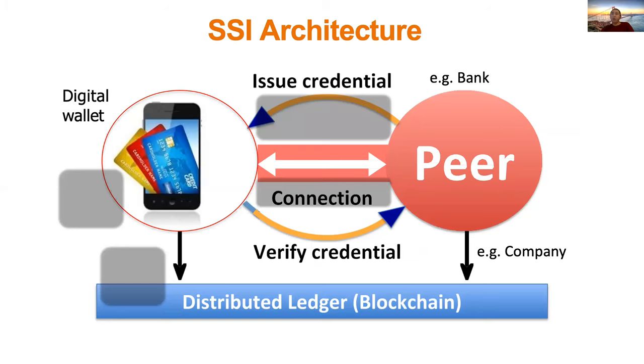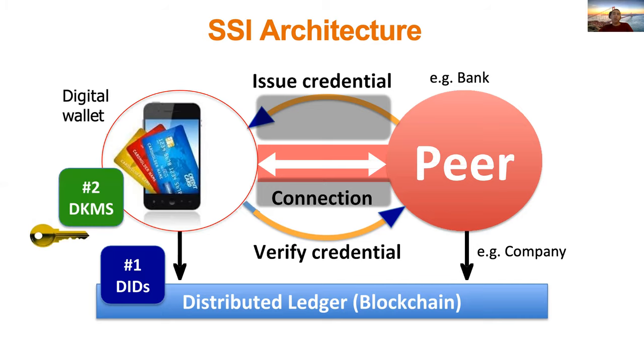So I can talk about this a little. We have some standards in architecture. First is DIDs. DIDs are decentralized identifiers. It's basically just a typical identifier with some unique features.